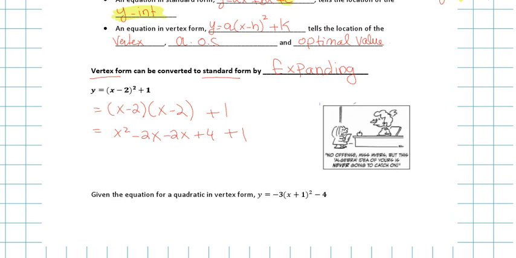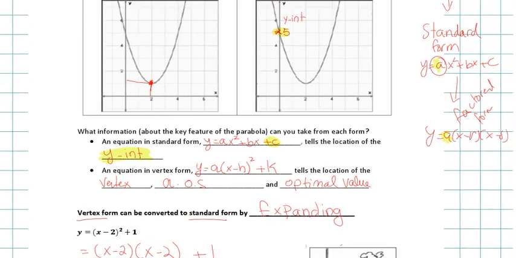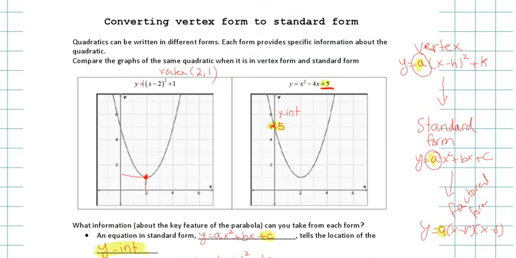Collecting like terms. What are like terms here? So x squared stays the same. These are my like terms, and that gives me negative 4x because they're both x's. Plus 5. And these are my like terms, so I add them together, and that is my standard form. So if I go back here, yeah, that's what I just got: x squared minus 4x plus 5.